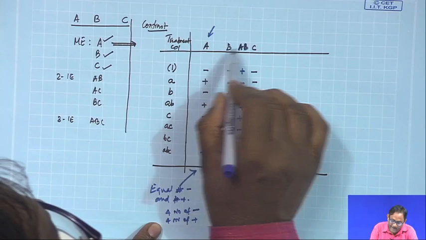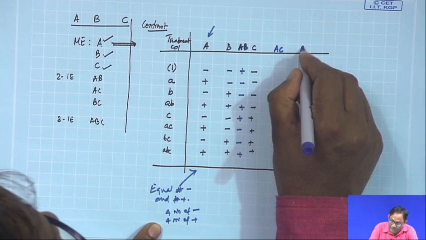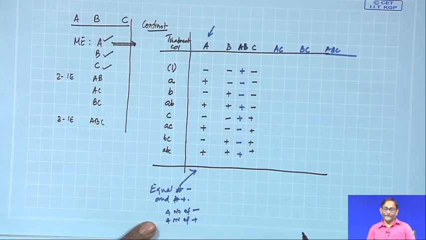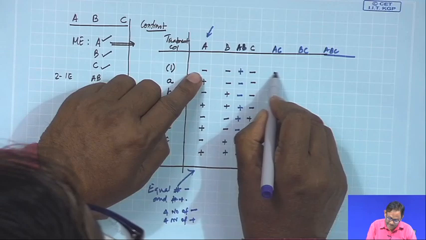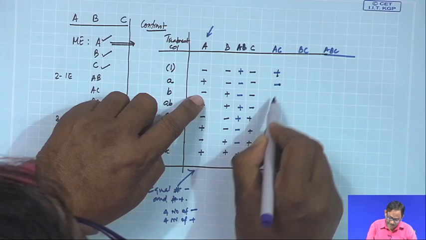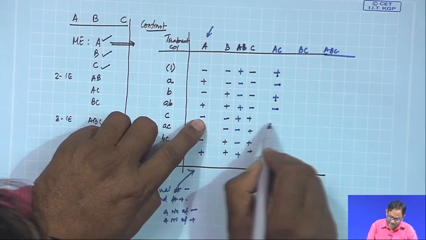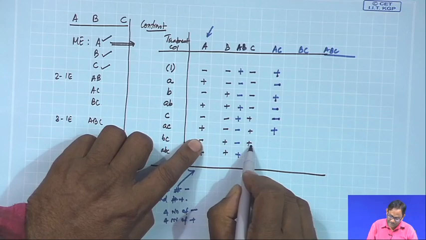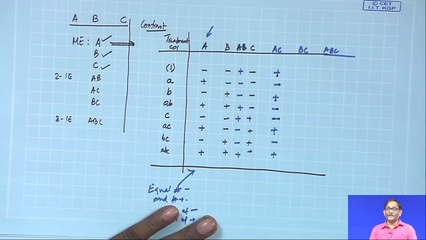Now, you want to find out the AC column. You want to find out the BC column, and what more? You want to find out the ABC column. How do you find out AC? Multiply A versus C. So, minus, minus, plus, plus, minus, minus, minus, minus, plus, plus, minus, minus, minus, plus, minus, plus, plus, plus, minus, plus, minus, plus, plus, plus. The checkpoint is equal number of plus and minus.